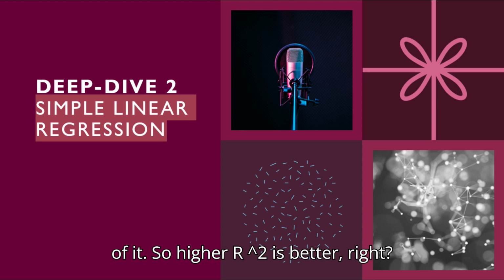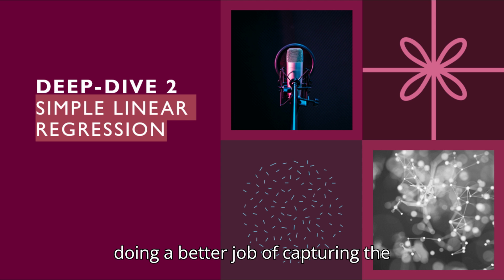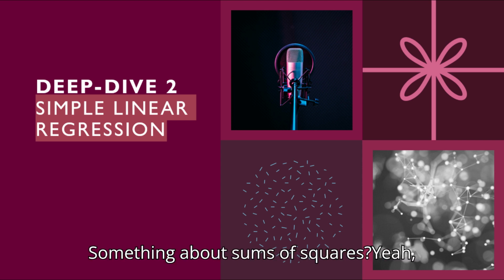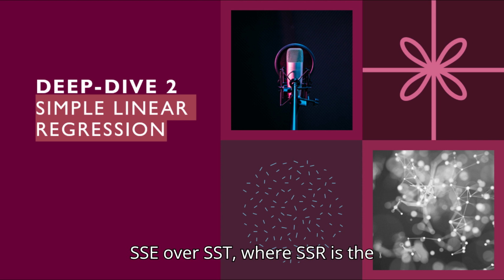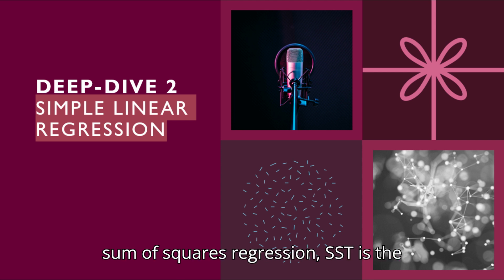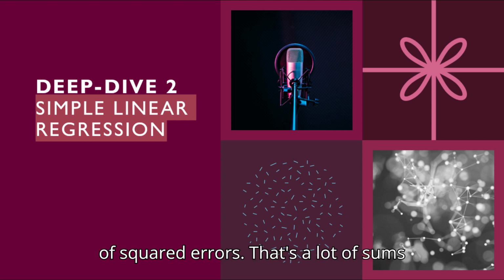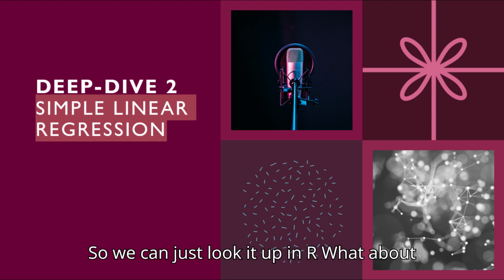So higher R squared is better, right? Generally, yes. It means the model is doing a better job of capturing the relationship between the variables. And what was that formula they gave for R squared? Something about sums of squares? Yeah, it's either SSR over SST or 1 minus SSE over SST, where SSR is the sum of squares regression, SST is the total sum of squares, and SSE is the sum of squared errors. That's a lot of sums of squares. I know, but the good thing is R calculates it for you. Oh, that's good. So we can just look it up in R.